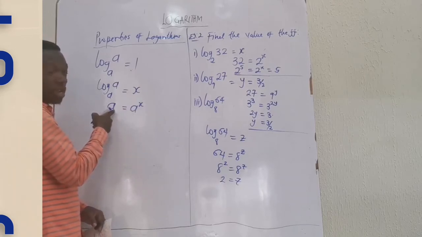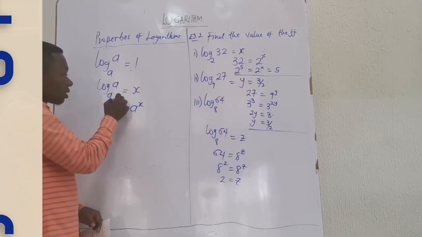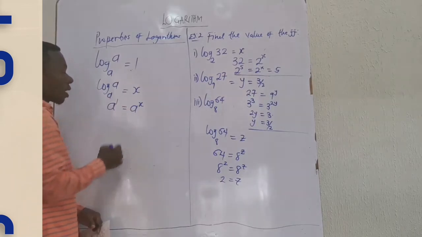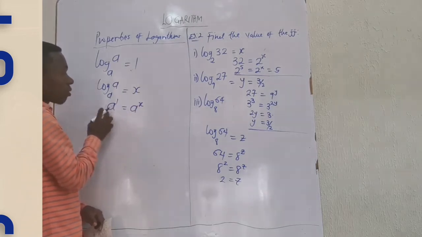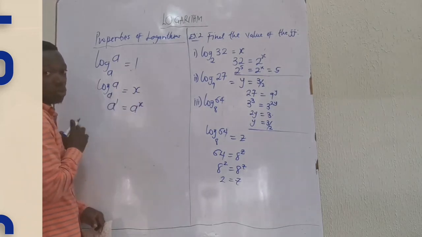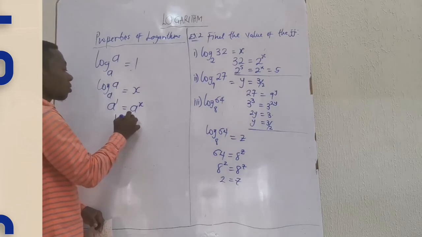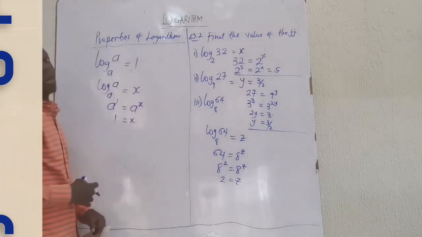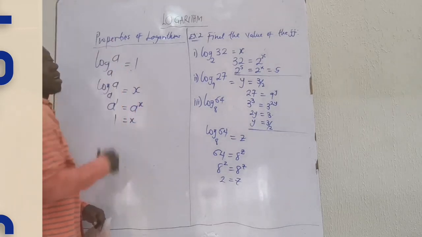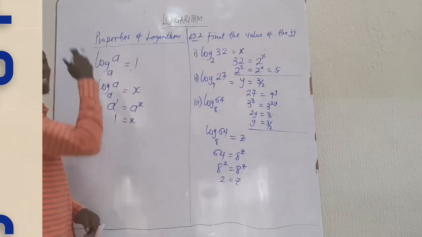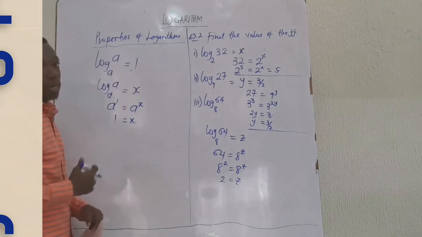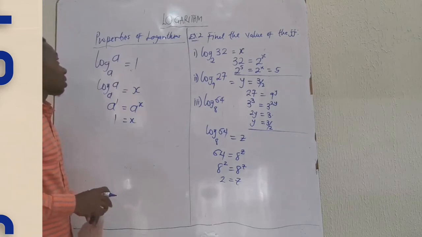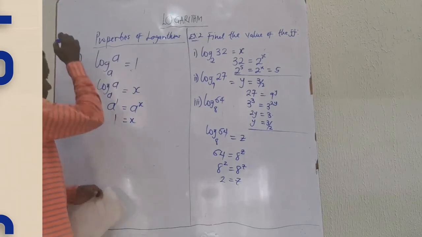Law of indices, right? Now the bases are equal. What is the exponent here? For this a, it's 1. So if the bases are equal, I can also say that the exponents are equal. Therefore 1 is equal to x. So that's the reason why log of a number having the same number as the base is equal to 1. So that's the whole concept about the first property. So this is property 1.